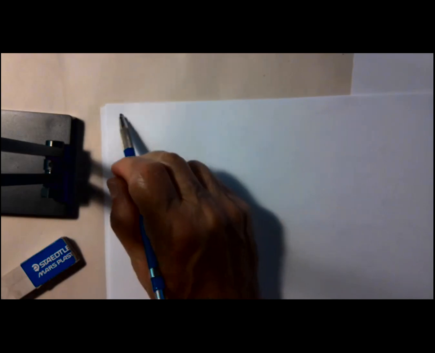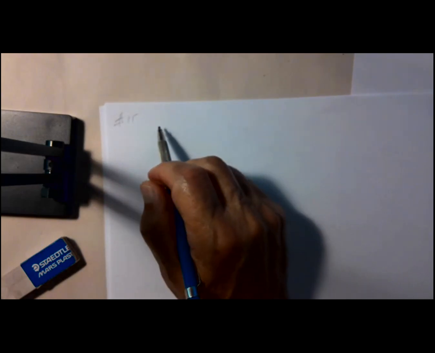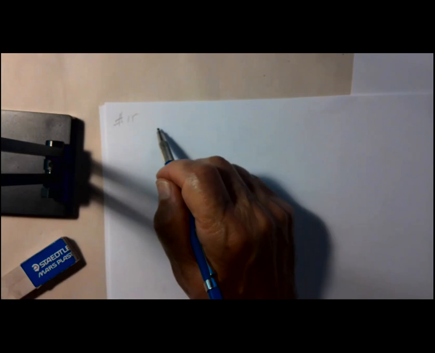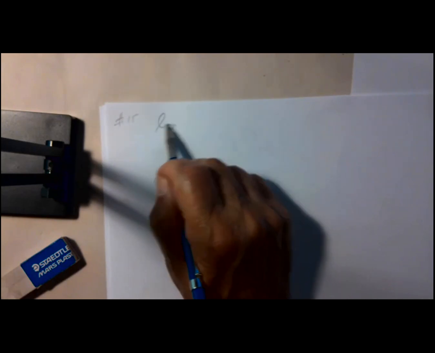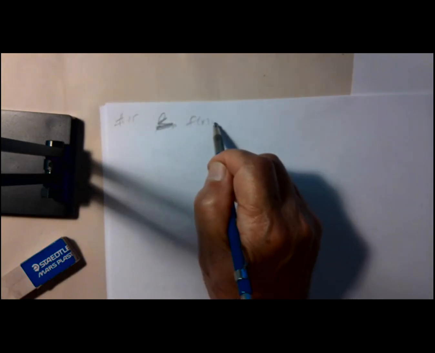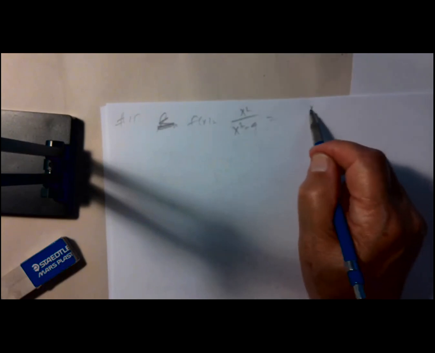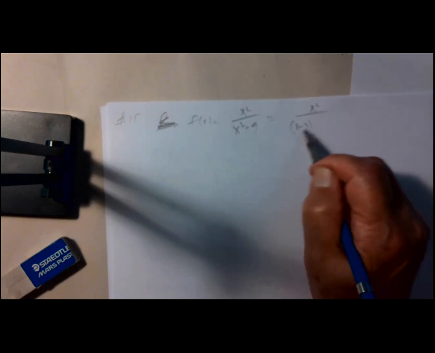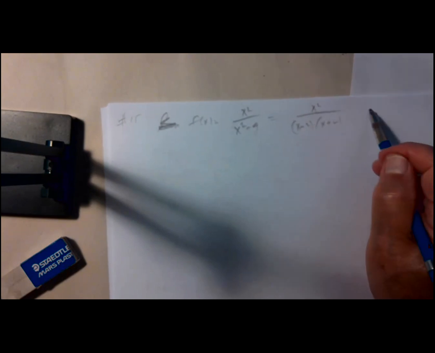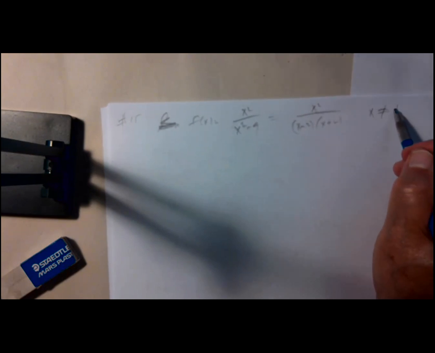Let's look at number 15. The problem is to find the vertical asymptotes, if any. So here f of x is equal to x squared over x squared minus 4. Well, when is the denominator equal to 0? If you factor this, this is x minus 2 times x plus 2. So this function is defined for all x except plus or minus 2.